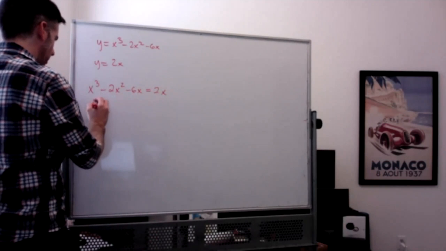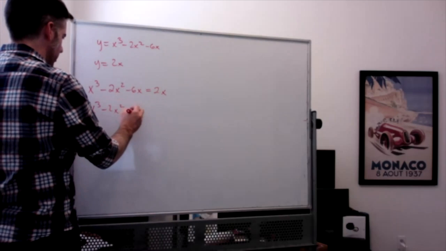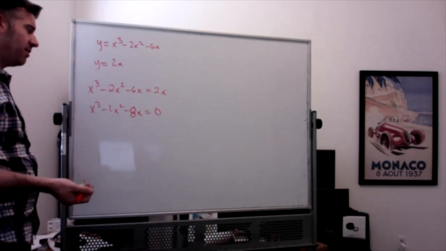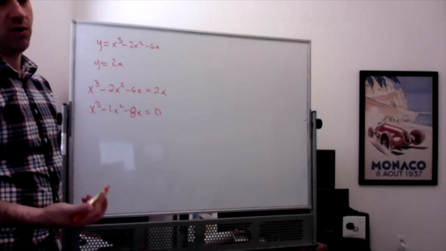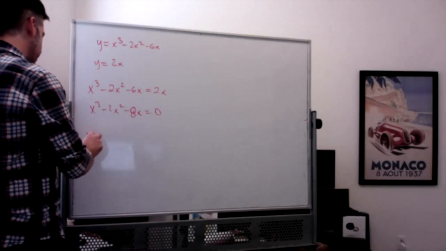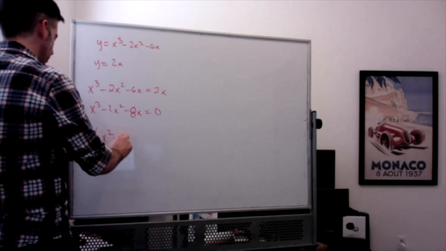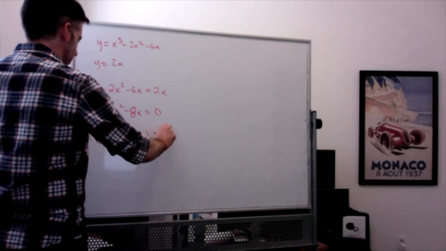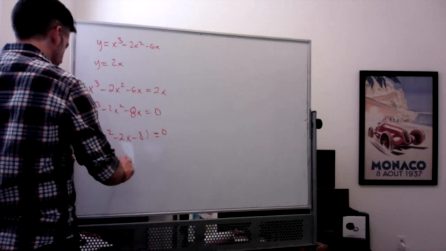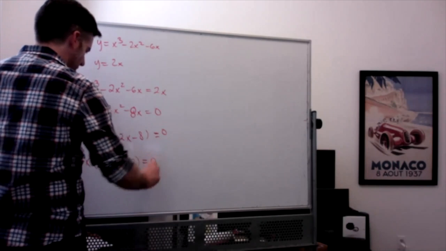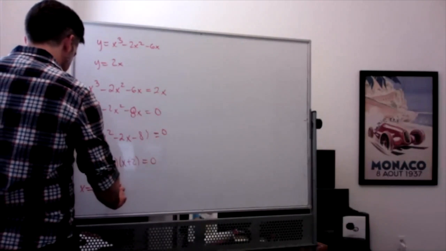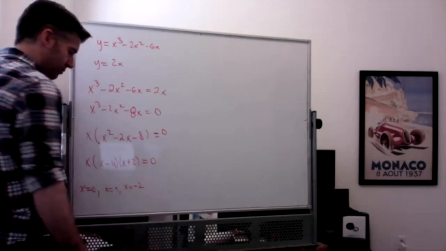Bring this over, so x cubed minus 2x squared minus 6x minus 2x is minus 8x equals 0. And while it might be really tempting, you really don't want to divide both sides by x. You want to factor out an x. I'm left with x squared minus 2x minus 8 equal to 0, and I can factor this: x minus 4 times x plus 2 equal to 0. So they intersect at x equal to 0, x equal to 4, and x equal to negative 2.